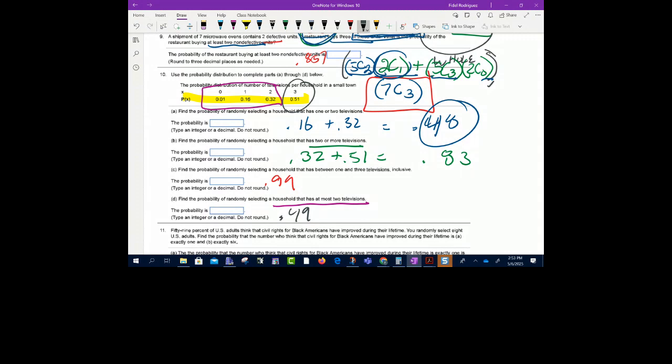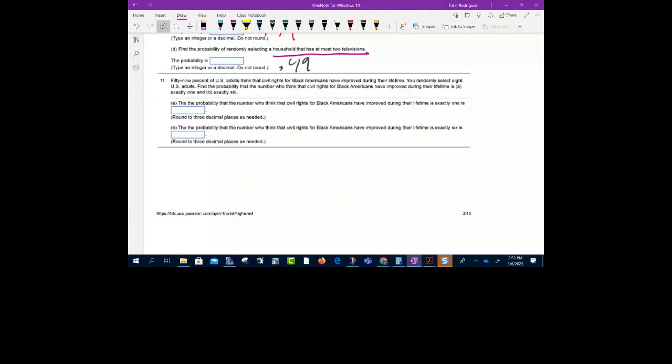All right, so look, y'all, let's go ahead and go to number 11. Number 11 says 59% of U.S. adults think that civil rights for Black Americans have improved during their lifetime. We randomly select 8 U.S. adults. Find the probability that the number who think civil rights for Black Americans have improved is exactly 1 and exactly 6.